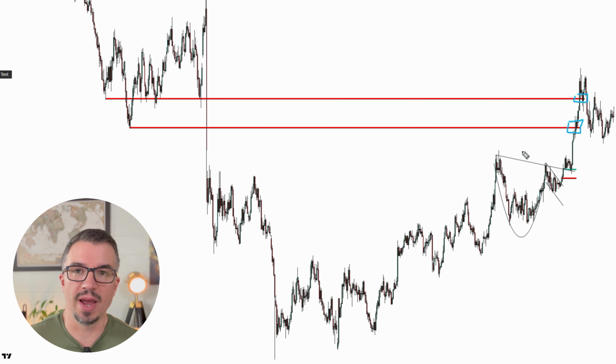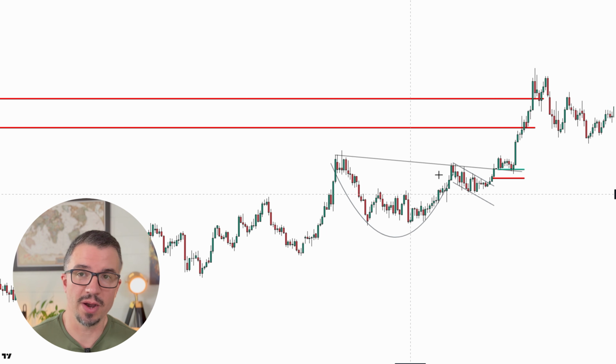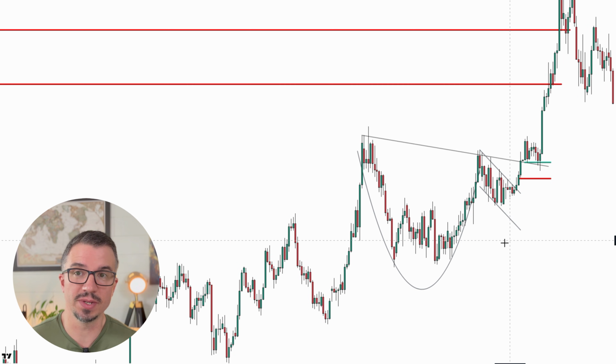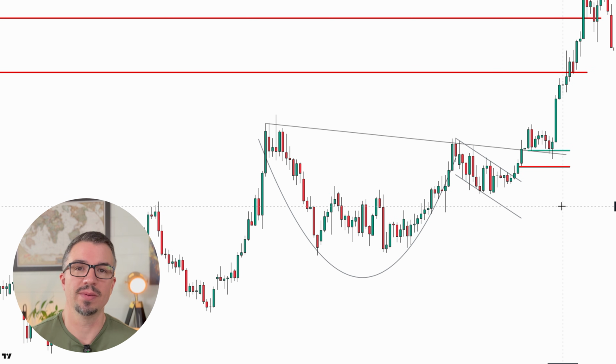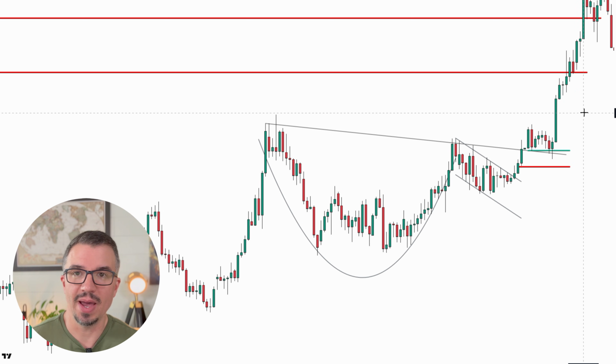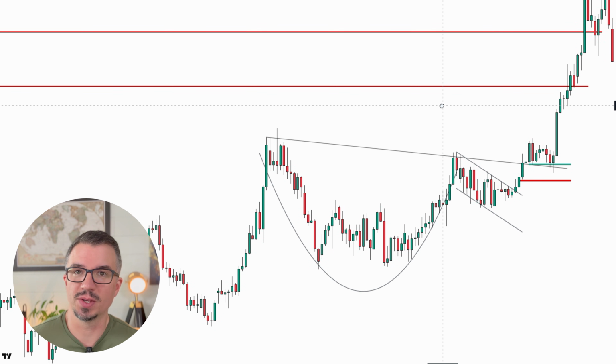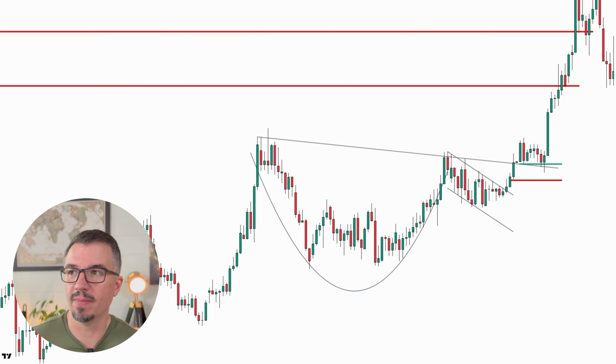Now, another thing to keep in mind with the cup and handle, and this is very similar to a head and shoulders pattern, where you do have a measured objective that you can use as well to help you out. Now, like everything, there's no guarantee that the objective is always going to be reached, but in this case, it did. And so let me show you how you come up with that measured objective.